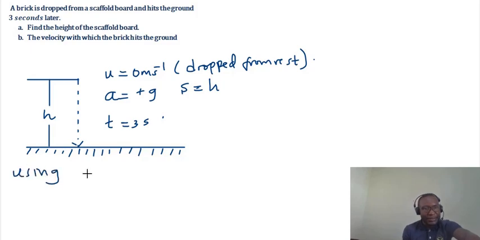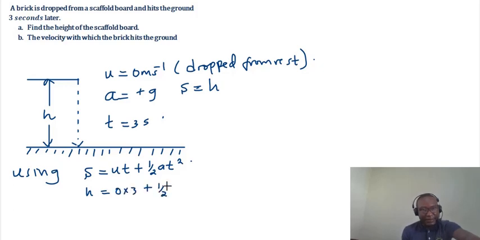So using displacement is equal to ut plus a half at squared, we need to modify this equation so that we can find the value of h in part A, which is the height of the scaffold. So we shall substitute h is equal to u, which is 0, times 3, plus half times acceleration, which is positive g and has a value of 9.8. Then our time is 3 seconds.